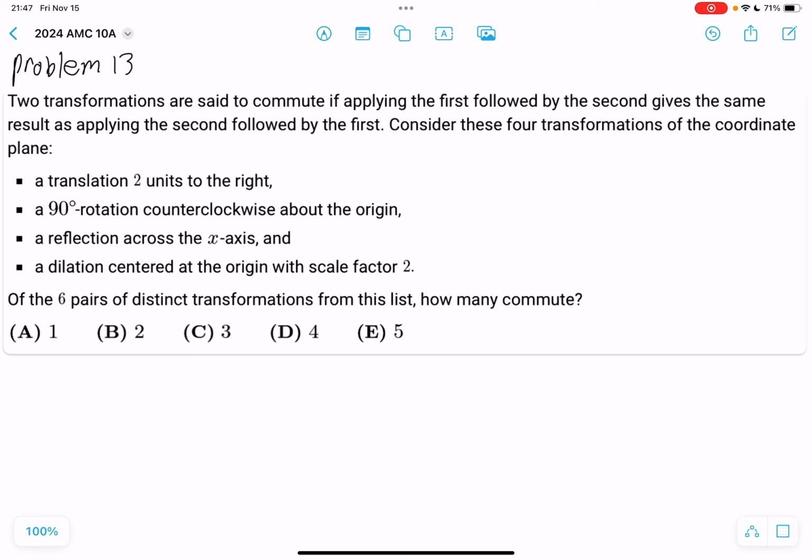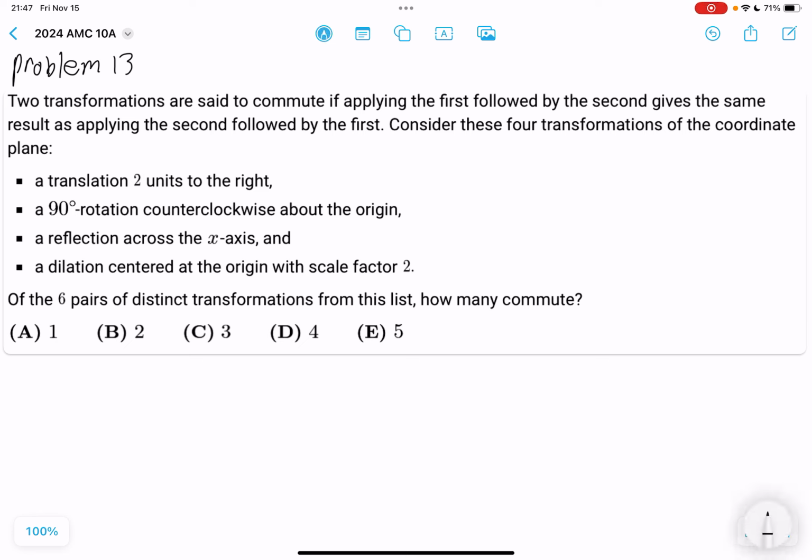A translation 2 units to the right, a 90-degree rotation counterclockwise about the origin, a reflection across the x-axis, and a dilation centered at the origin with a scale factor of 2. Of the 6 pairs of distinct transformations from this list, how many commute?